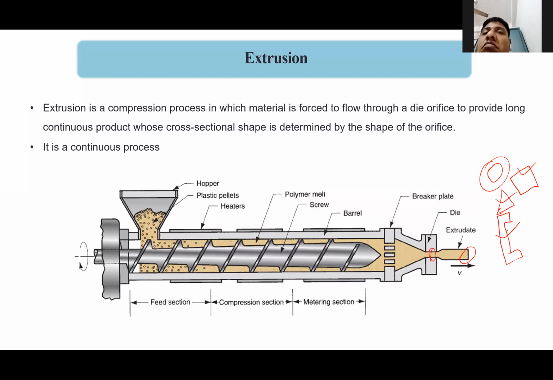Sometimes for more advanced production, people use twin screw extrusion. Okay, it says twin screw. Twin screw extrusion is also used for better production and for better mixing of the materials inside the screw. And it is a continuous process.